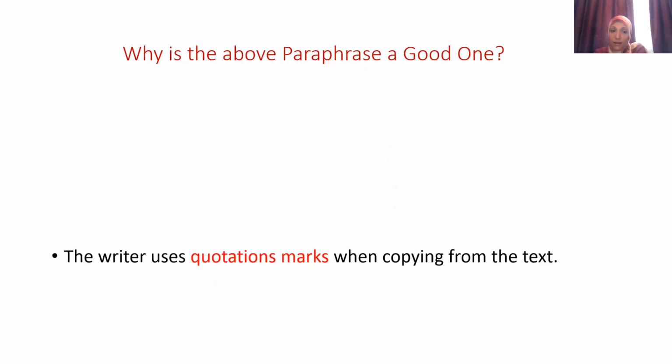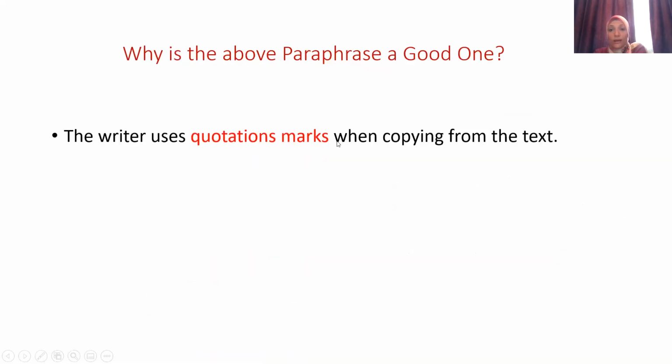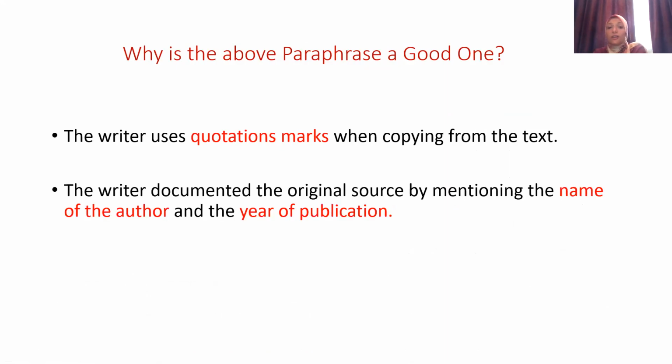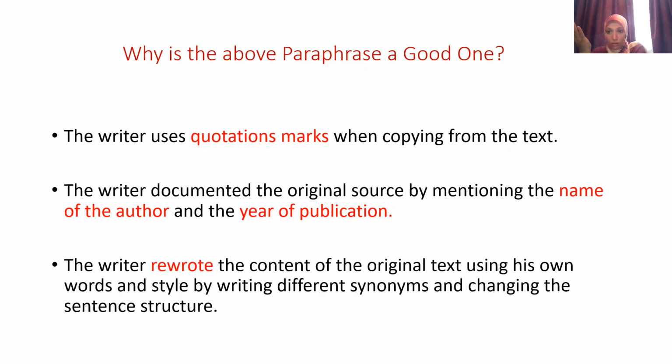Okay. First of all, the writer uses quotation marks when copying from the text. When copying from the original text and pasting, you need to use quotation marks. Even if it is just one word, you need to put it between quotation marks, please. Next, the writer documented the original source by mentioning the name of the author and the year of publication. So it's a must that you give credit to whoever you're taking their ideas from, which I mean the original author, and mention their name, especially the last name of the author, and between brackets, the year of publication, then the phrasal verb stated that.